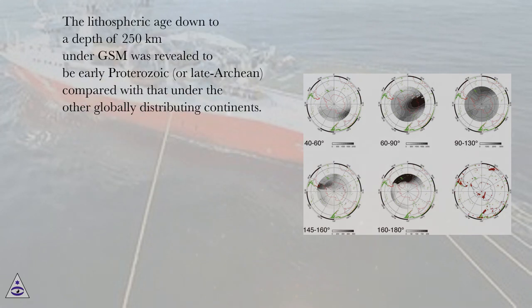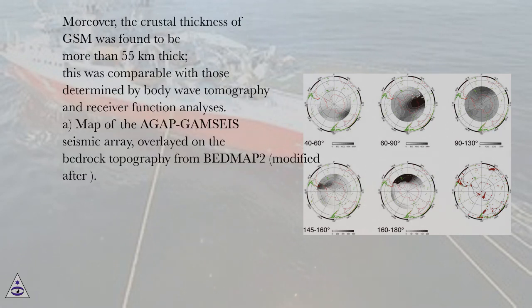The lithospheric age down to a depth of 250 kilometers under GSM was revealed to be early Proterozoic, or late Archean, compared with that under the other globally distributed continents. Moreover, the crustal thickness of GSM was found to be more than 55 kilometers thick. This was comparable with those determined by body wave tomography and receiver function analyses.